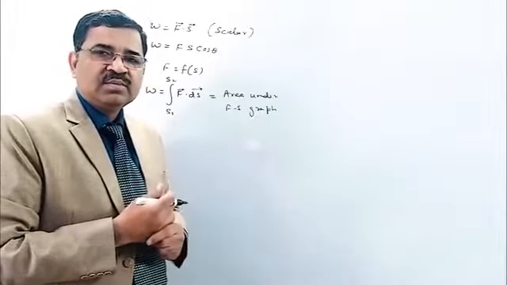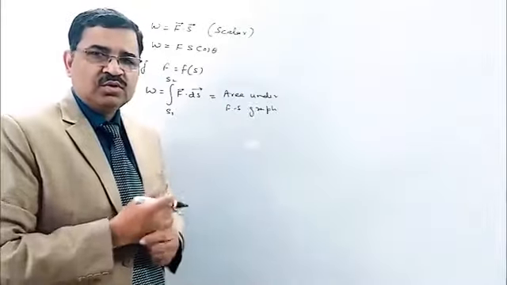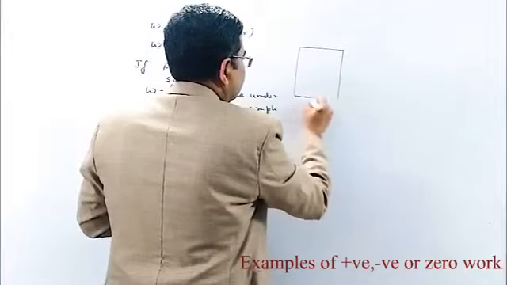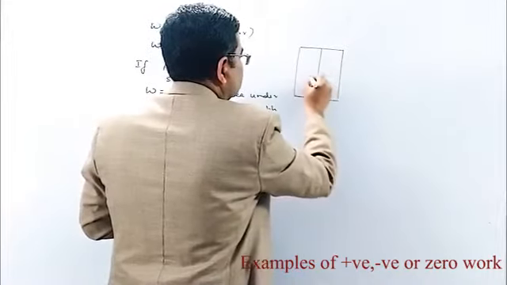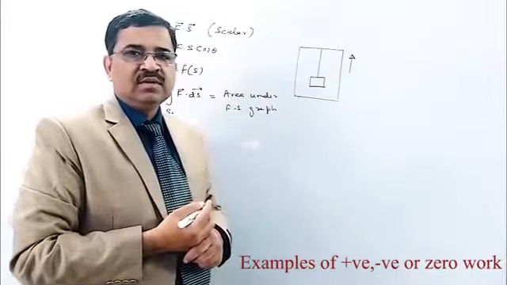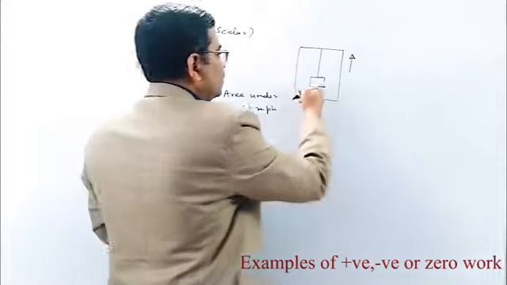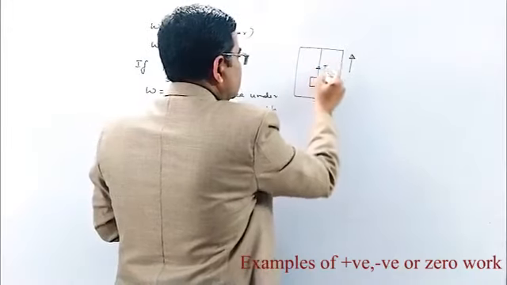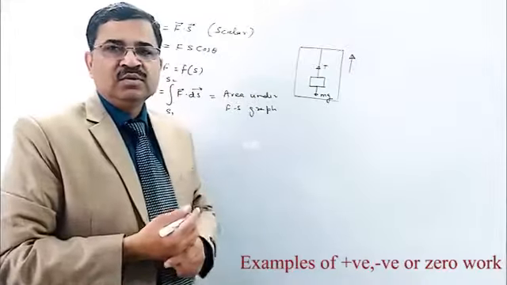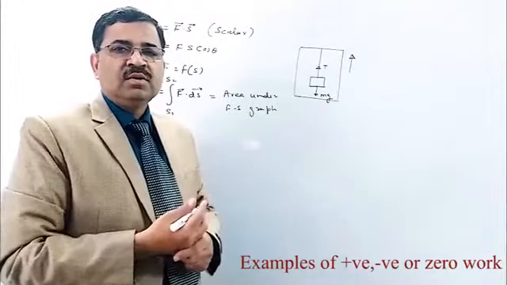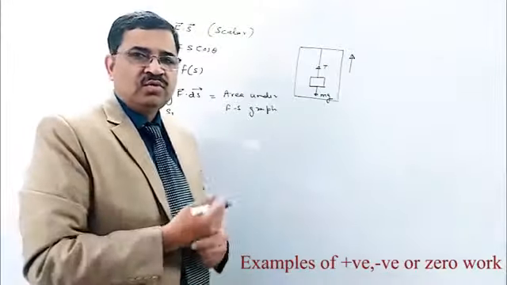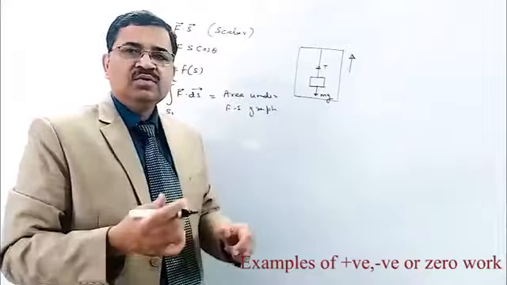Let us quickly take an example of positive work, negative work or zero work. Let us say in a lift we have a body which is hanging from a string and the lift is going upward with or without acceleration. Now there are two forces acting on the body. One is tension and the other is its weight. We are not considering the pseudo forces because the acceleration of the lift is not given. So it may be in uniform motion or in non-uniform motion.